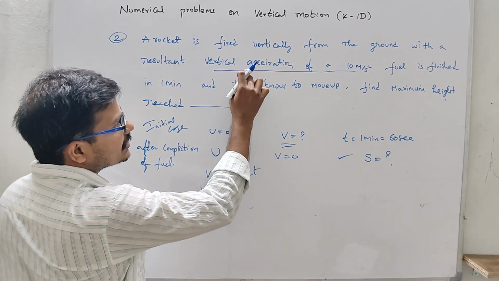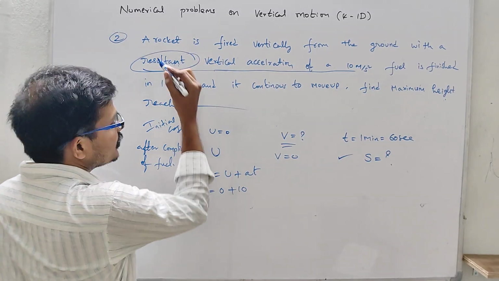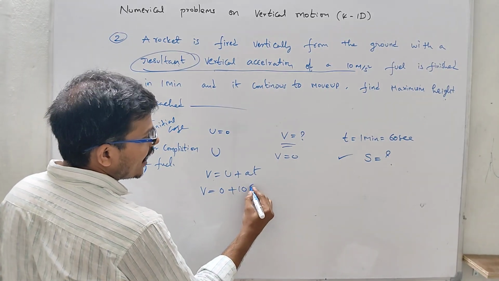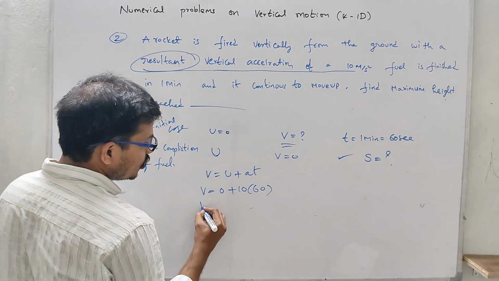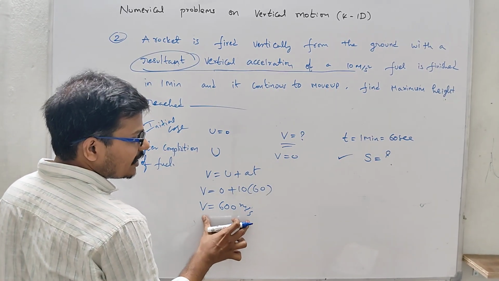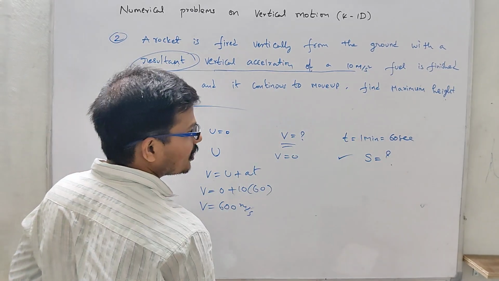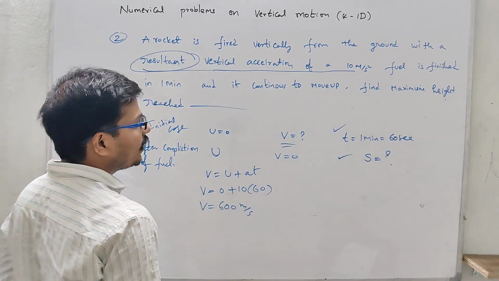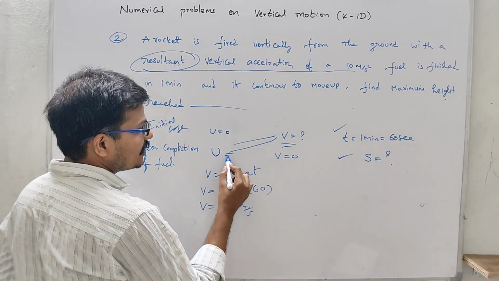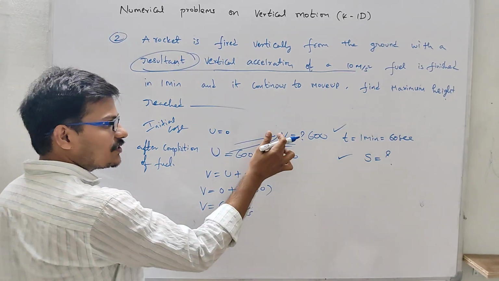See, he said resultant vertical acceleration, which means the final acceleration is positive 10. Time is 60 seconds. So we get the velocity as 600 meters per second. This is the final velocity for the initial case, until completion of the fuel. After completion of the fuel, this final velocity becomes the initial velocity, which is 600. After the case, final will be initial.